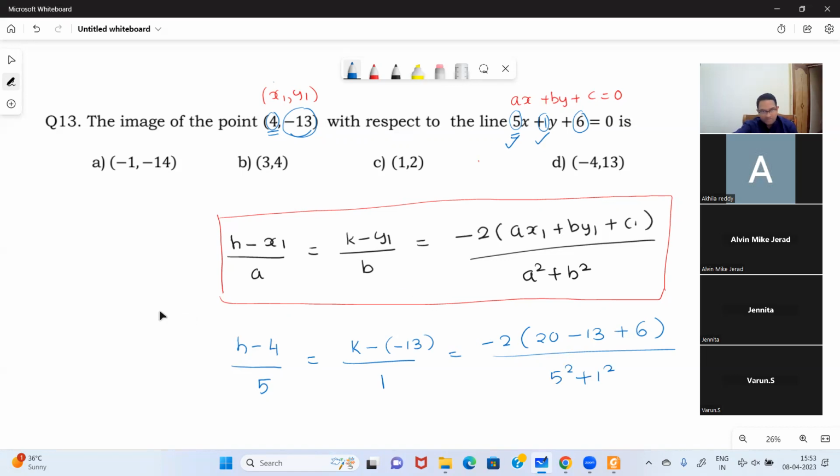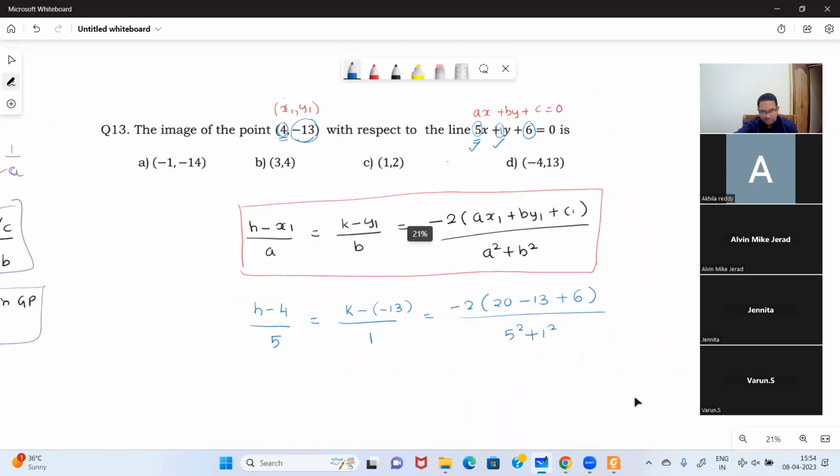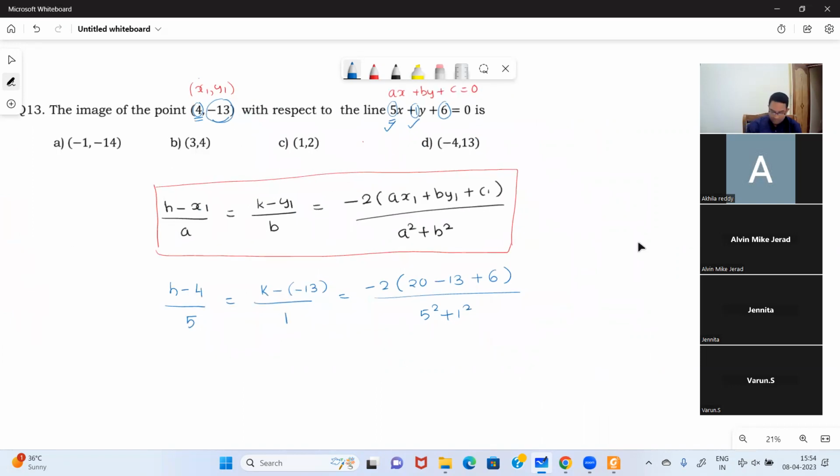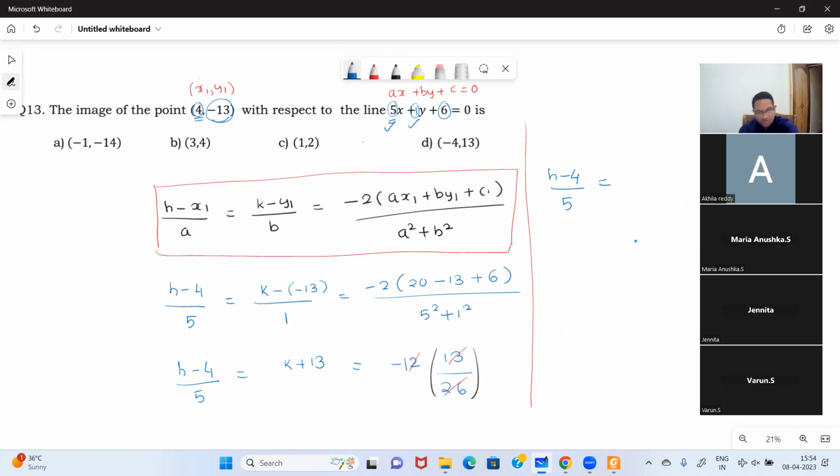Now in 2 steps we are going to solve this sum, which otherwise would be a detailed answer question and we'd run into pages. So (h - 4)/5 = (k + 13)/1 = -2 into, what is 20 - 13? 7. 7 + 6, 13, divided by 25 + 1, 26. What will get cancelled? 2 into 13 is 26, and this 26 will be gone. Correct? So (h - 4)/5 is equal to what? -1. Understood?